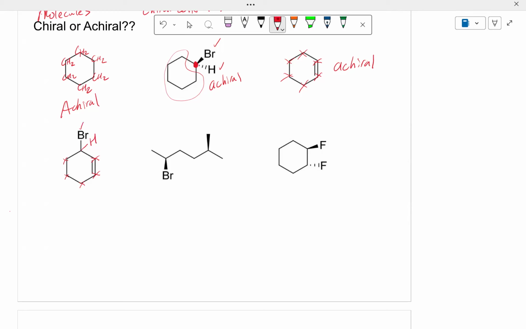So bromine is different than hydrogen. And again, rings get tricky. So I'm going to go one atom in each direction to see if there's a difference. When I go to the right, I hit a carbon involved in a double bond. When I go to the left, I hit an sp3 carbon. Yes, they're both carbons, but they're different kinds of carbons. So this is a different group than this one. So this carbon right here is chiral. There's only one chiral center. That means the whole molecule is chiral.